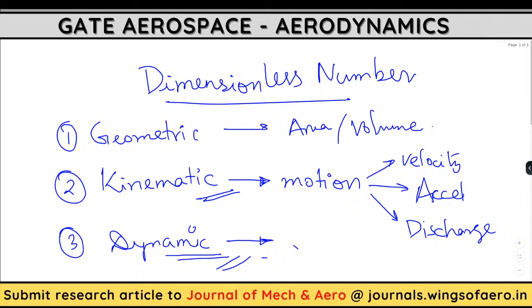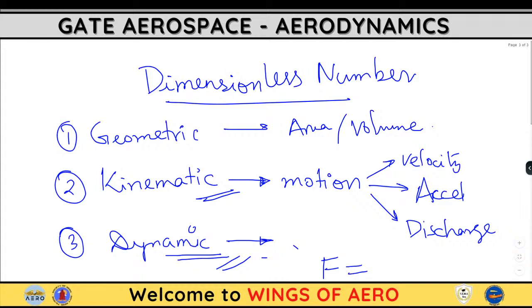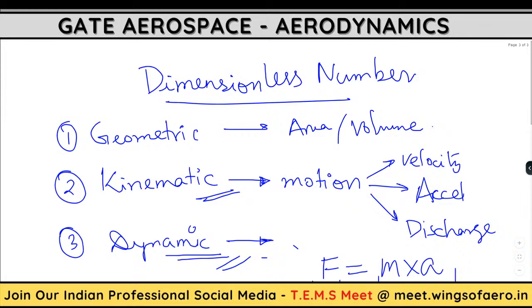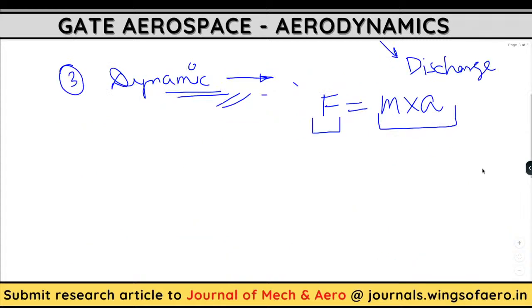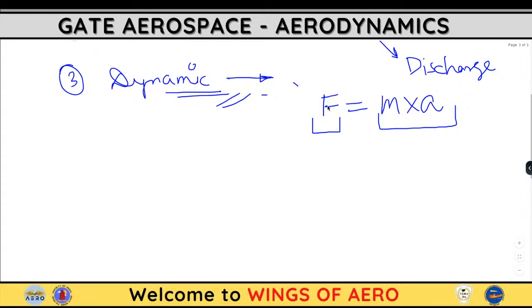Now, when we begin with the dimensionless numbers, you have to understand dimensional homogeneity. That means if we have an equation like force equals mass into acceleration, both sides have to be balanced. That is what is meant by dimensional homogeneity. Okay.